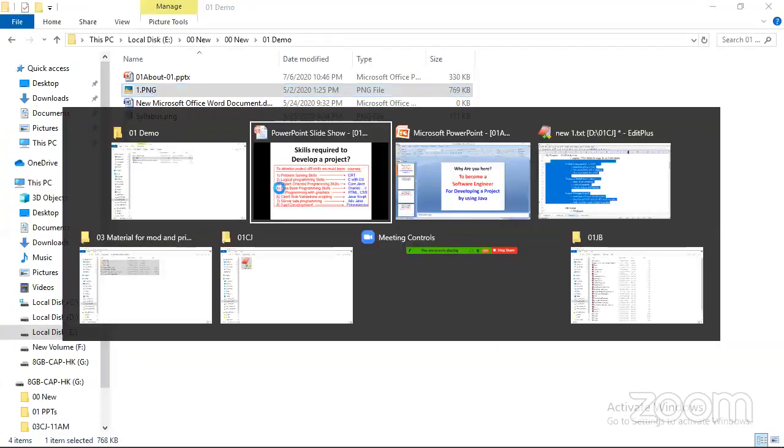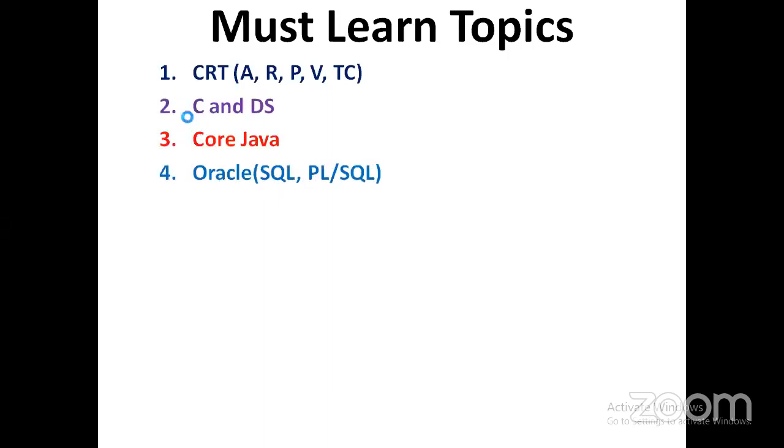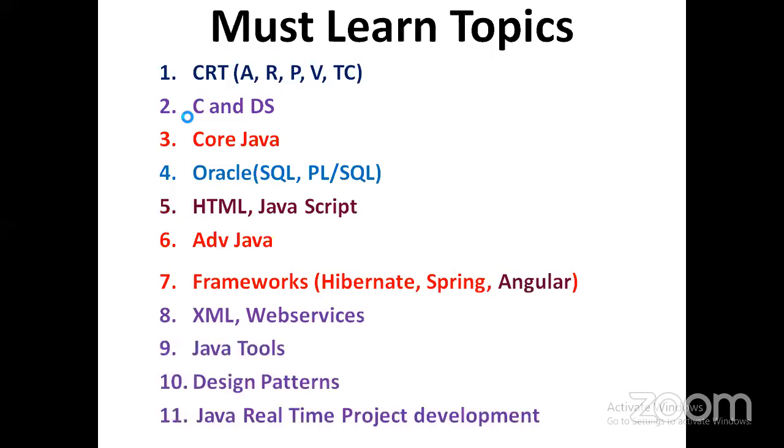And then next, what are the courses you have to learn? CRT, CDS, Core Java, Oracle, and then HTML, JavaScript, Advanced Java, frameworks, Hibernate, Spring and Angular, XML web services, Java tools, design patterns, Java real-time project development. So these are all the courses you need to know. If you learn these courses, then you are eligible for entering the software industry. This is the point I explained yesterday. I am just revising once.